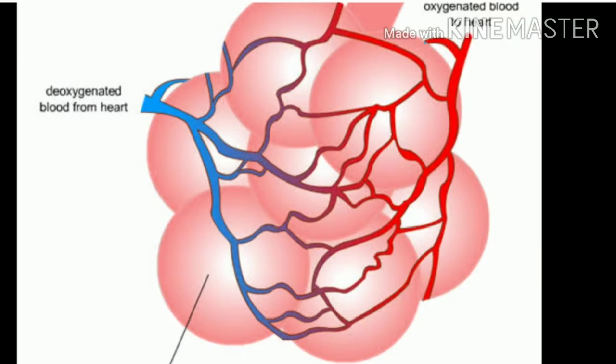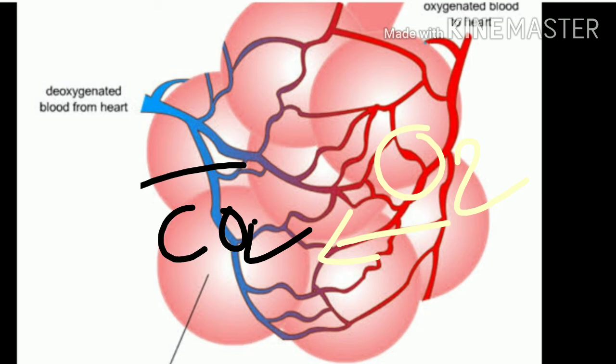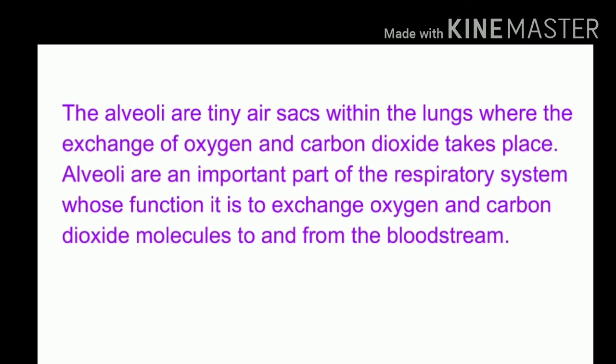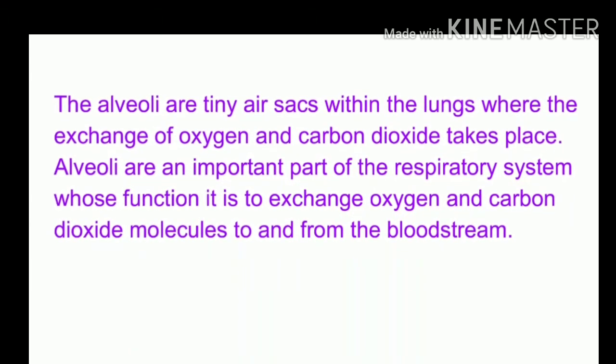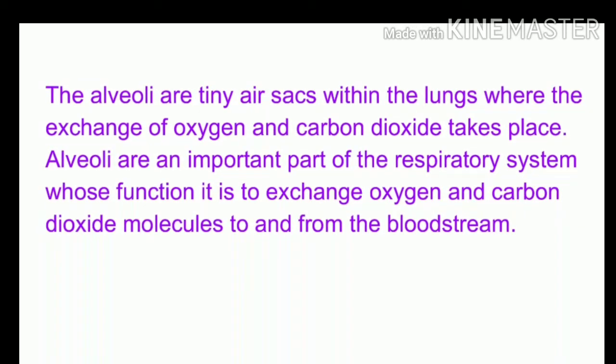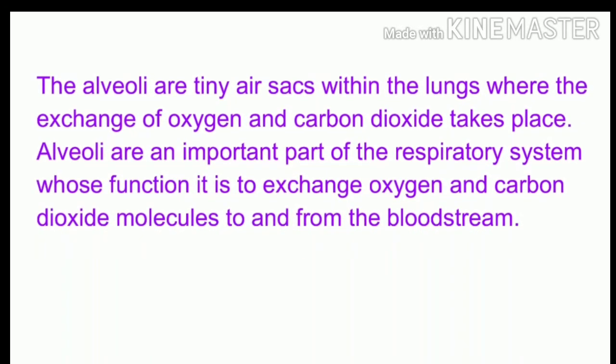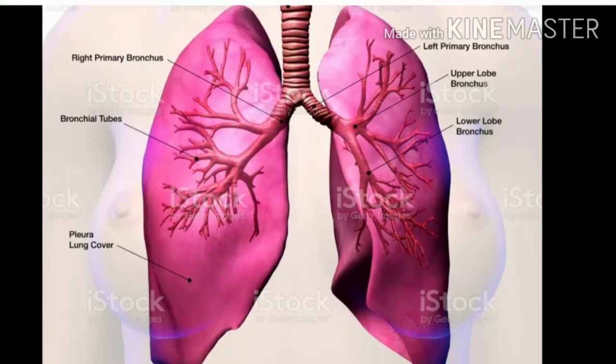So this is the site of exchange of gases. As you can see again, this is one air sac and these are clusters of air sacs, richly supplied by blood and surrounded by blood vessels. This is the site where the exchange of gases takes place: oxygen is taken in and carbon dioxide is taken out. So the alveoli are tiny sacs within the lungs where the exchange of oxygen and carbon dioxide takes place, and they are a very important part of the respiratory system.